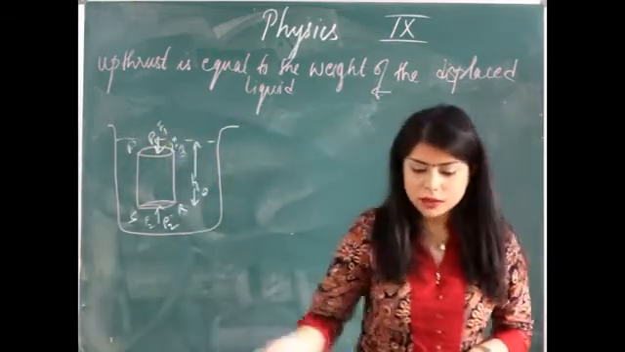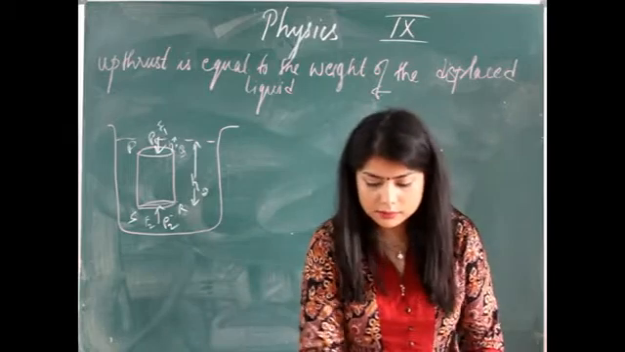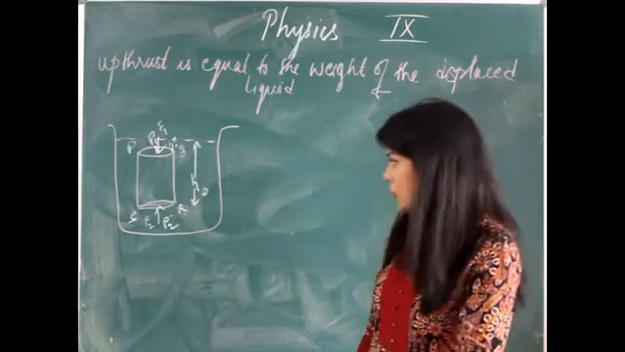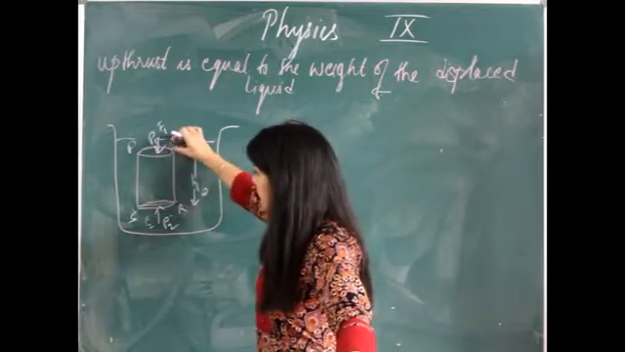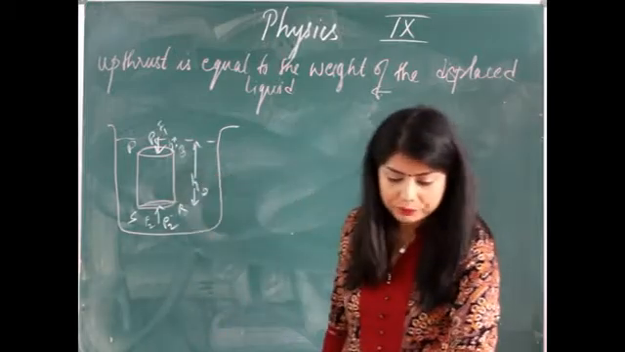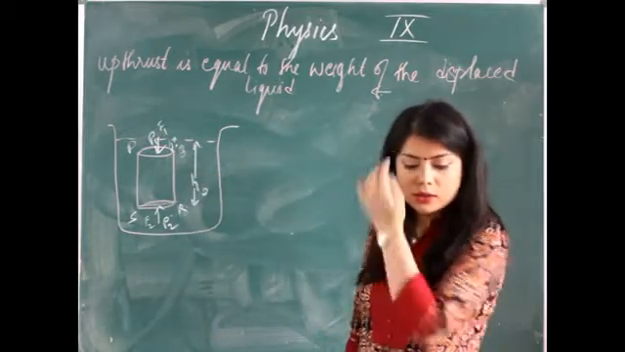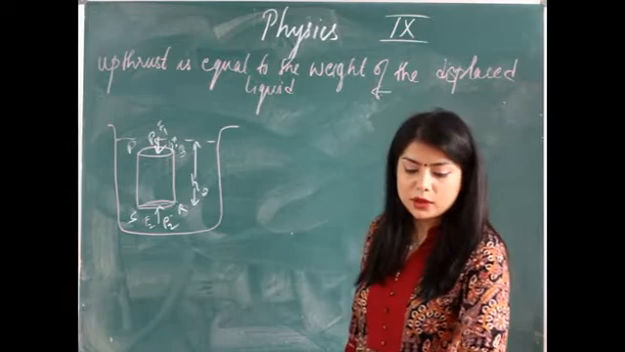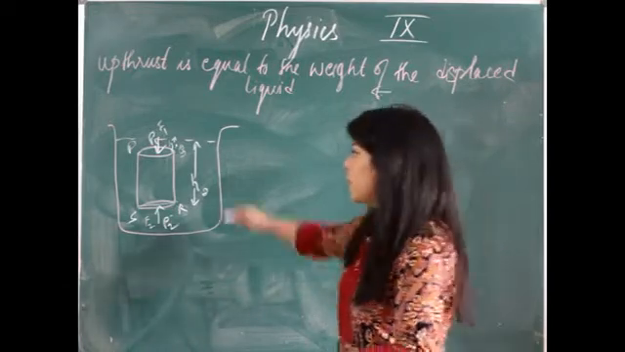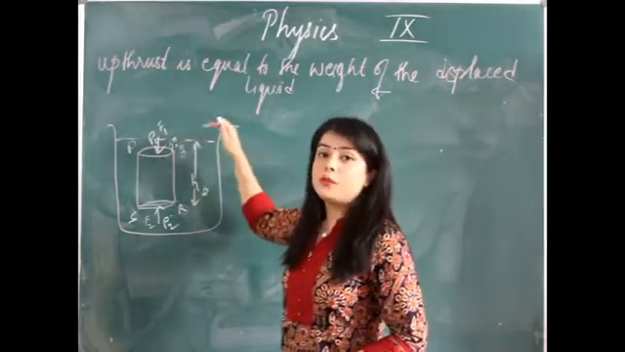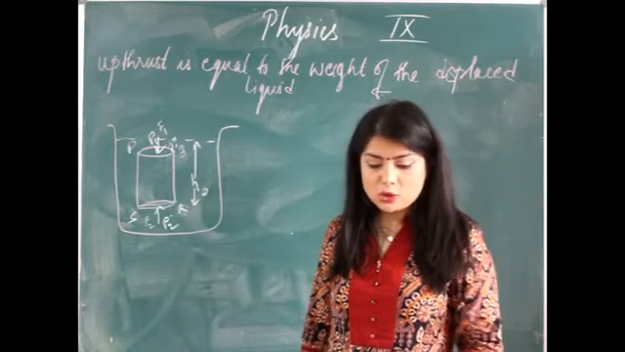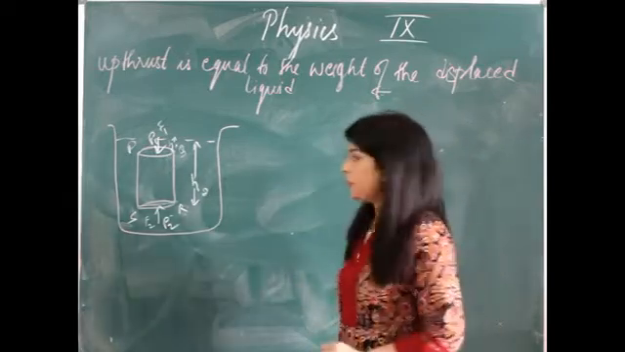Now, let the upper surface PQ of the body be at depth H1, and its lower surface RS be at depth H2 below the free surface of the liquid. Whenever we measure a height, I have told you several times, we measure from the top free surface. So at depth H1, consider the pressure on the upper surface PQ.